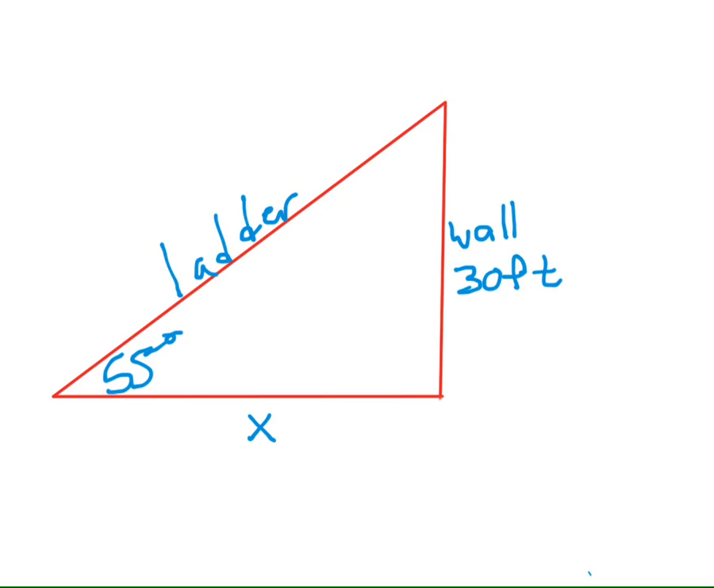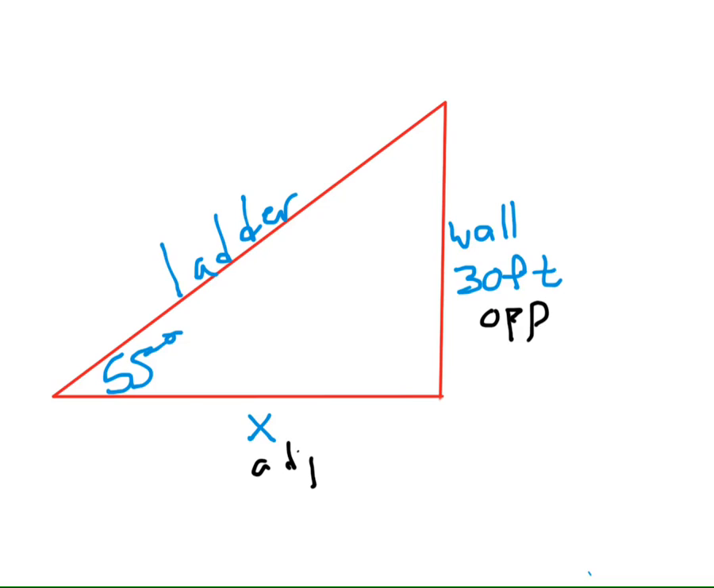Everybody agree with that picture so far? I feel okay with that? My ladder propped up against a 30-foot wall. I'm trying to find how far it is from the base. I have a 55-degree angle. So looking at angle 55, this side would be the opposite. And again, x would be adjacent.